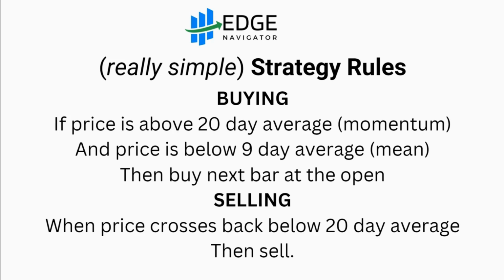So the really simple strategy is if the price is above the 20-day average, we call that more or less momentum. So that's the medium-term momentum. And price is below the 9-day average, which is kind of like a mean or an average, like the short-term mean reversion level. Then we buy the next bar at the open. And that'll be in all these graphs was either $10,000 per trade or $10,000 plus reinvestments. And then selling when the price crosses back below the 20-day average, then we sell.